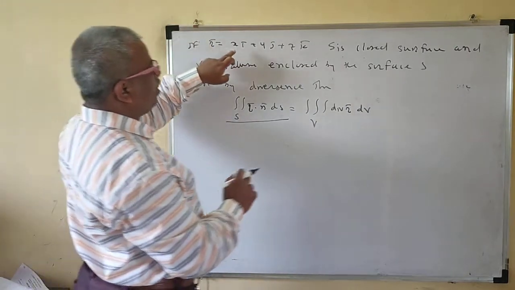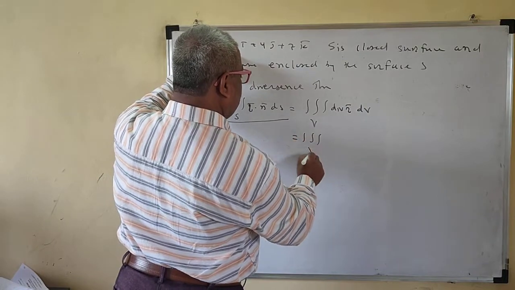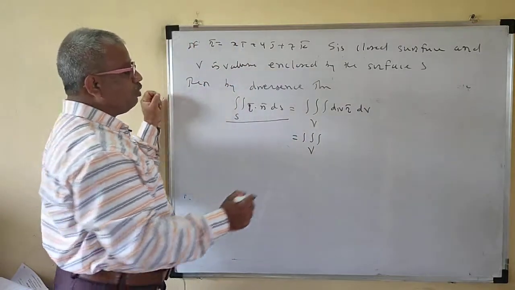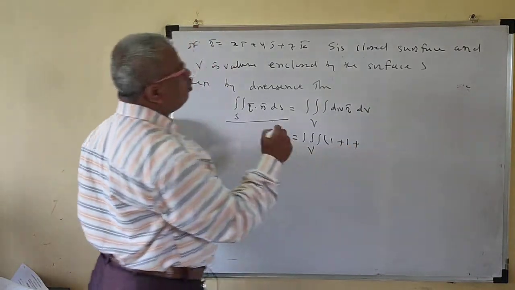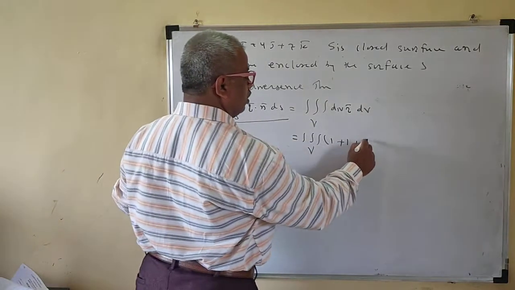So what is the divergence of R bar? This is the triple integral over V of the divergence: del by del x of the first component is 1, plus del by del y of the second component is 1, plus del by del z of the third component is 1.